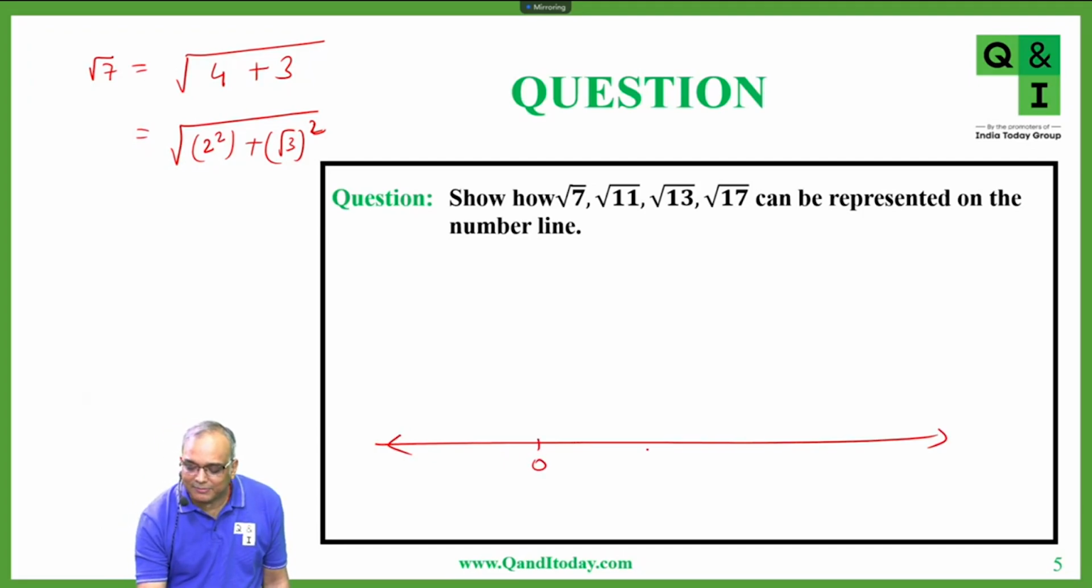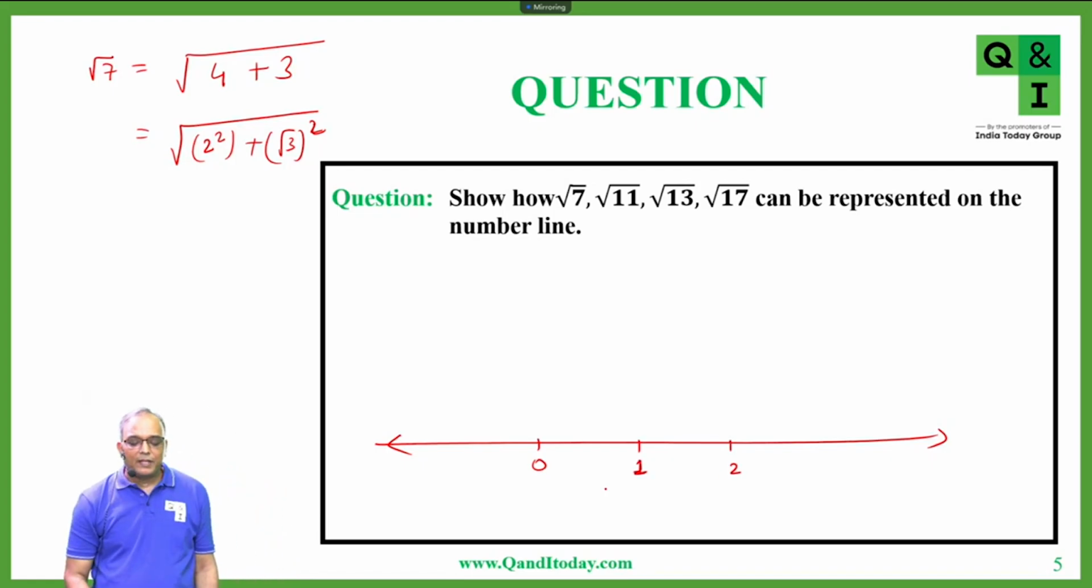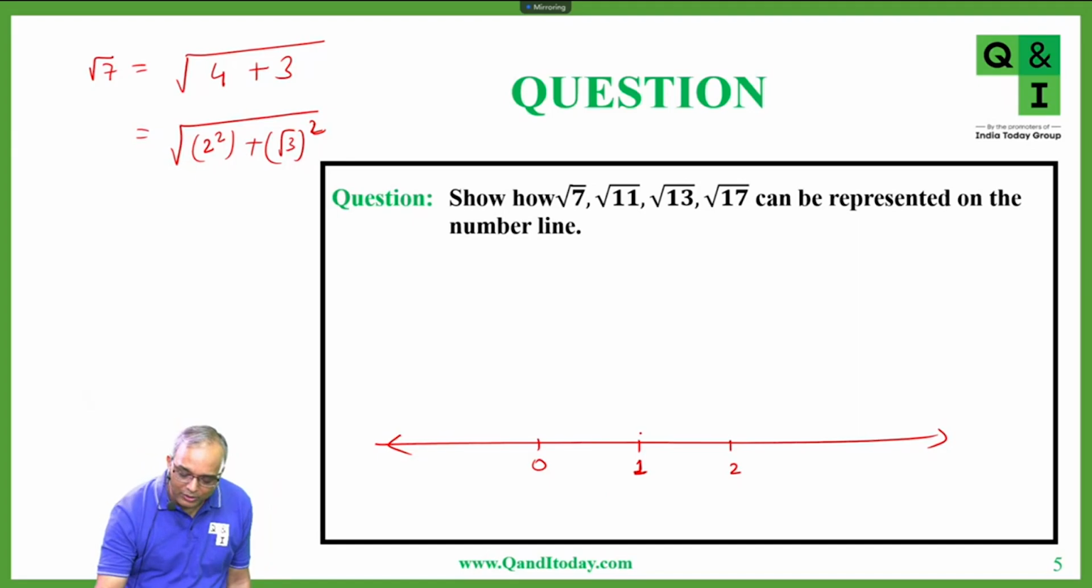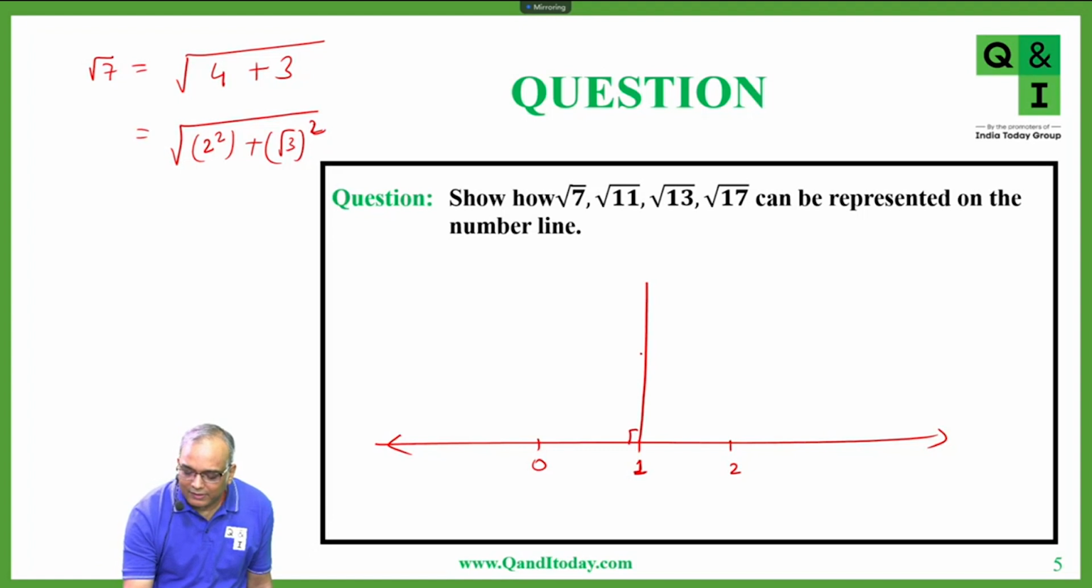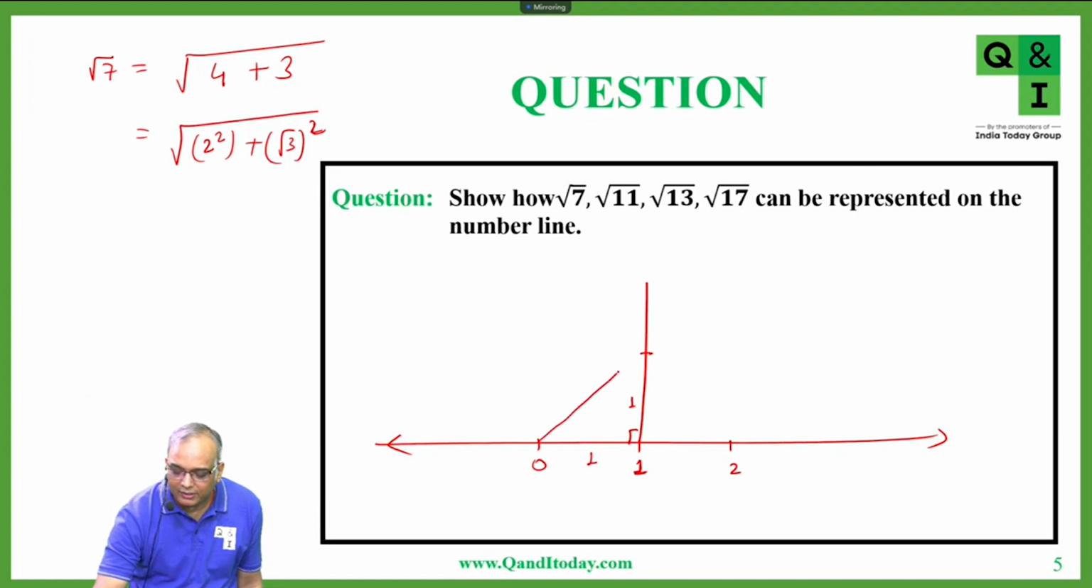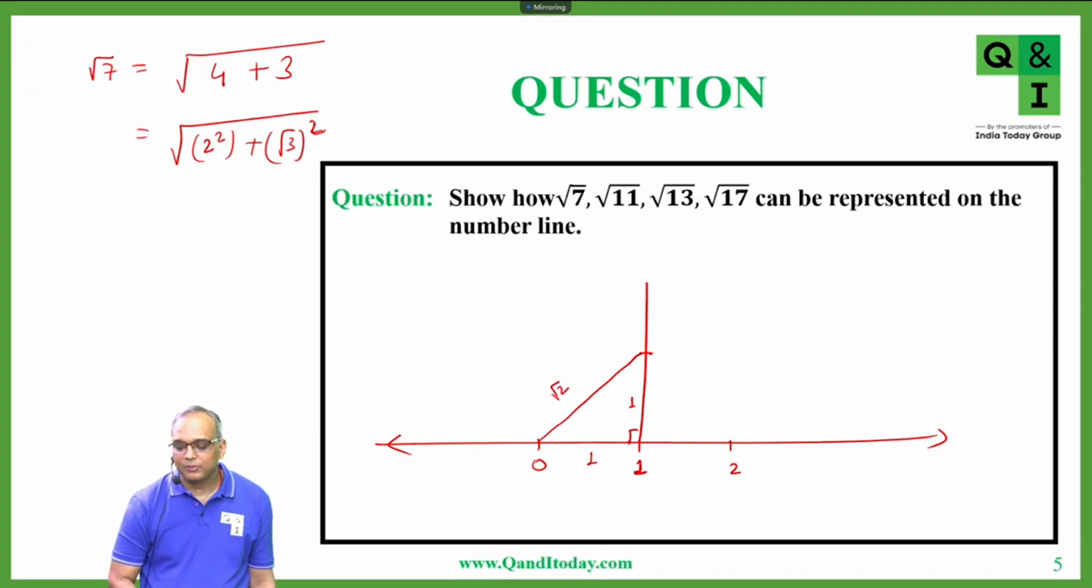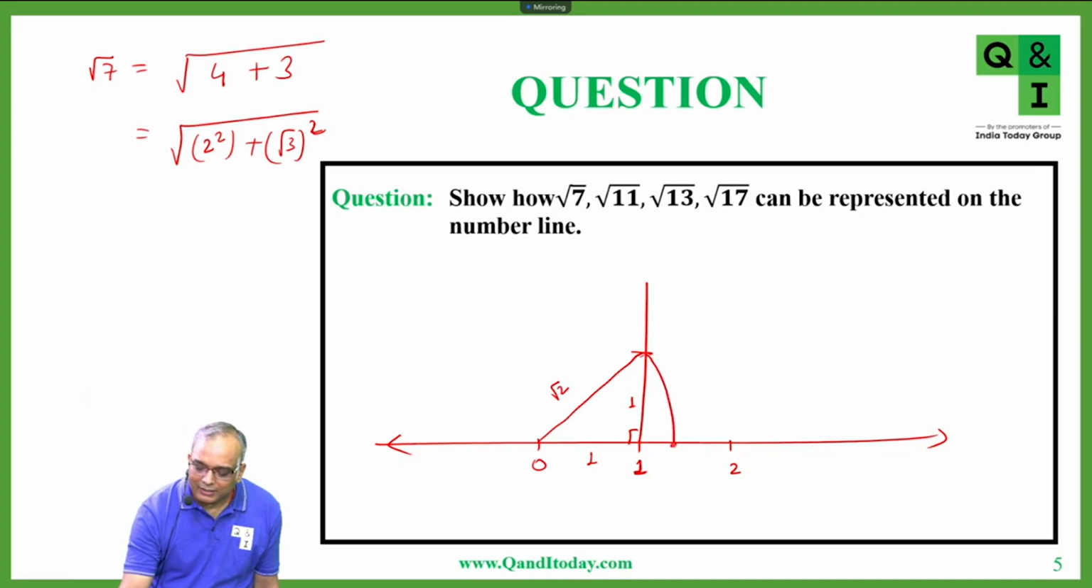So let's say this is my origin. This is 1 unit and this is 2, right? Now, to plot root 3, what we are going to do is first plot root 2. So we will draw a perpendicular at 1. We will cut 1 unit here as well. So this is 1 unit, this is 1 unit. This is going to be root 2. Okay. Once you have got this root 2, we can draw an arc. This arc cuts here and this is root 2.